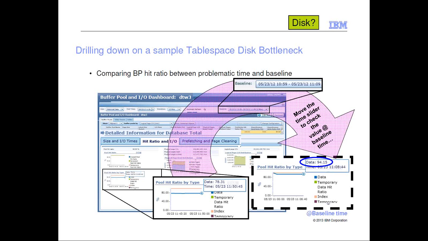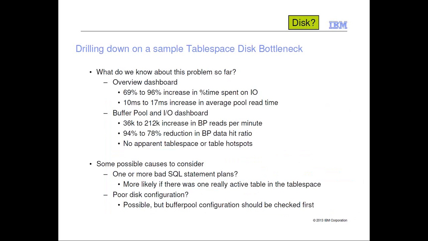The next slide is just summarizing what we have seen on this particular dashboard, which is the buffer pool and I/O dashboard, and how we can infer the cause of the issue. On the overview dashboard, we have seen that the percentage time spent on I/O has increased from 69% to 96%, and the average pool read time increased from 10 milliseconds to 17 milliseconds. The buffer pool and I/O dashboards show us details about the buffer pool reads per minute. And we also saw that the data hit ratio dropped from 94% utilization to 78%. And there was no apparent table space or tables which showed any hotspots with respect to performance.